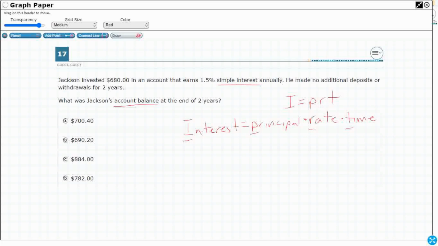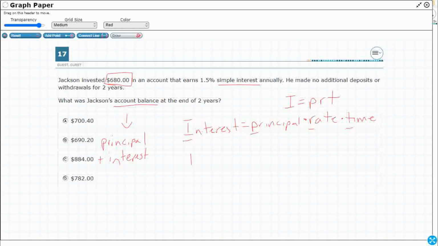All right. So we're not even looking for the interest, though. We're looking for the account balance. So the account balance is the sum of the principal, that's the initial amount, plus the interest. All right, so we know what the principal is. They give it to us right here. 680. Principal means first, right? So what is the first amount that you put into it? $680. So if I use that to calculate the interest, I'm going to have to add that back to the principal to find my total account balance.